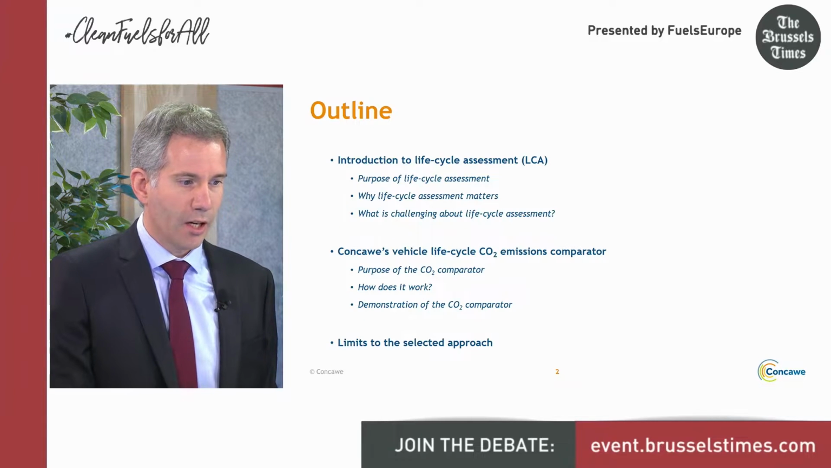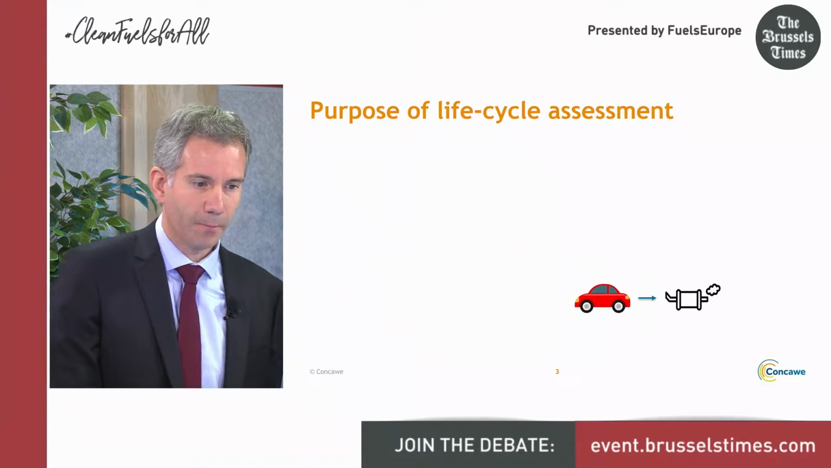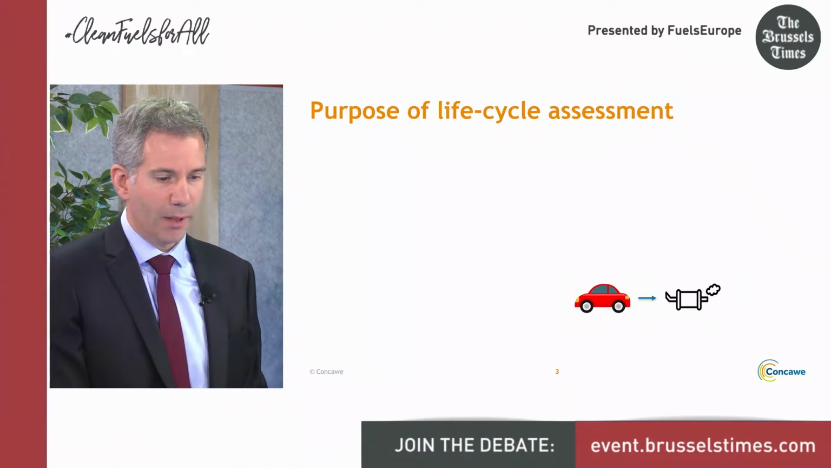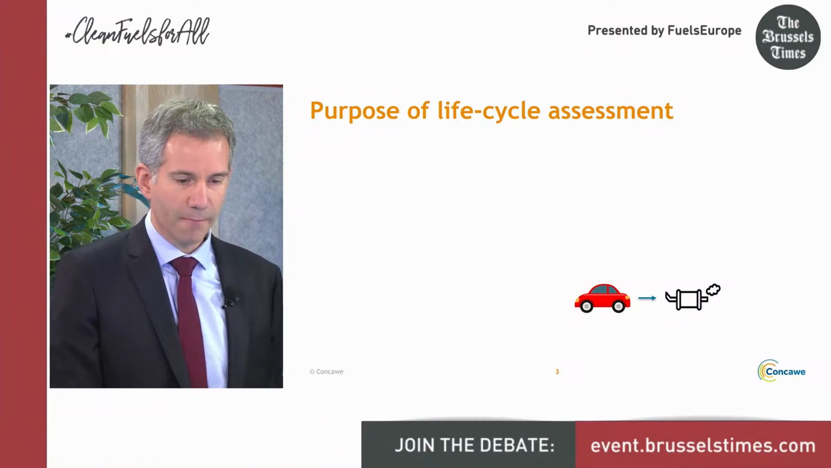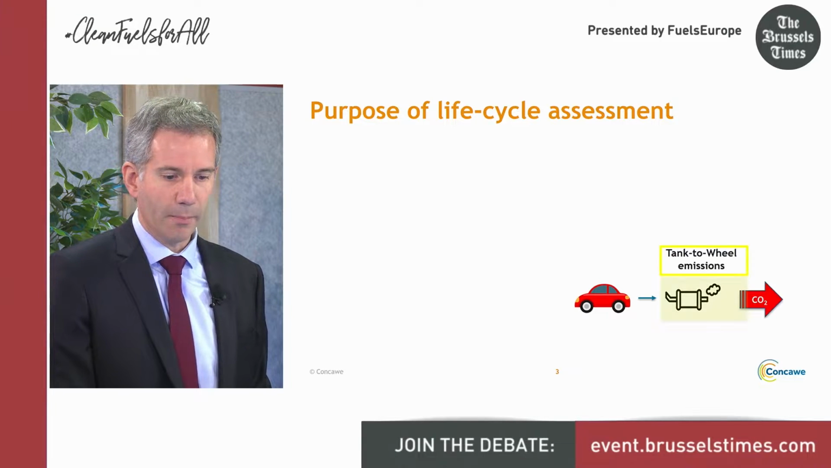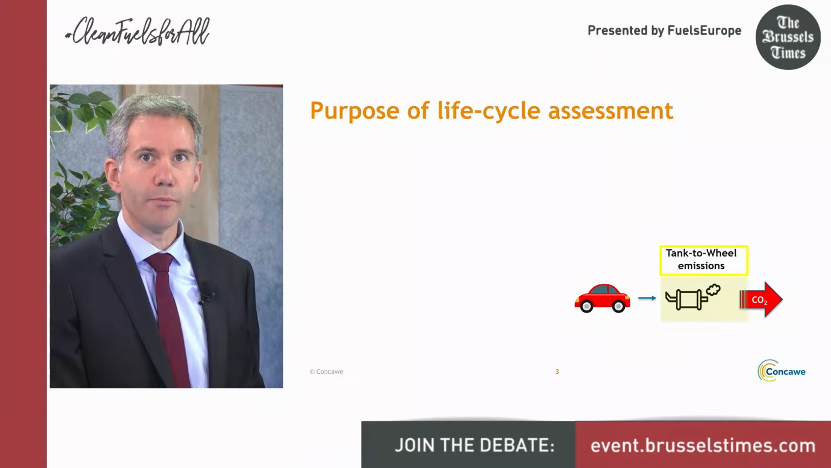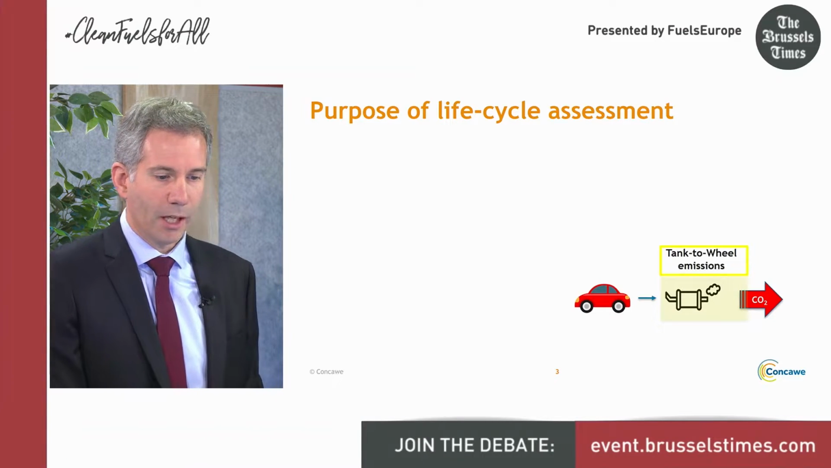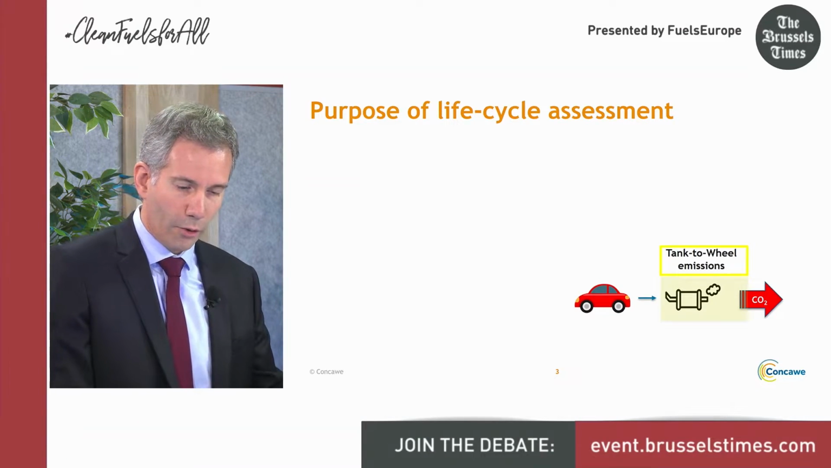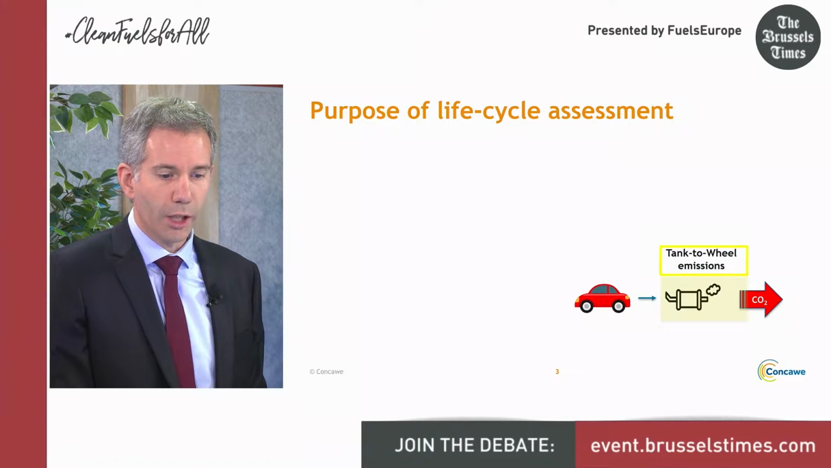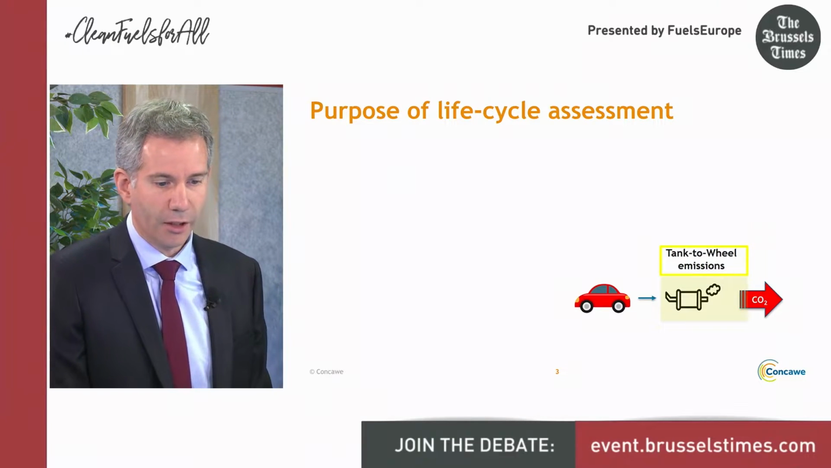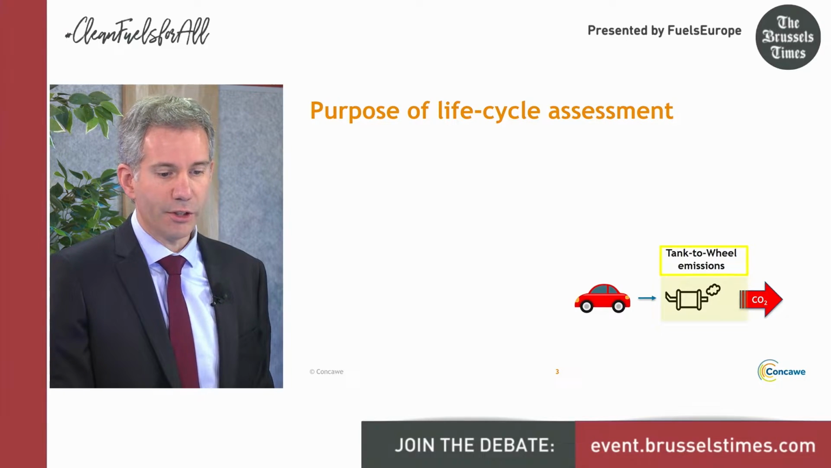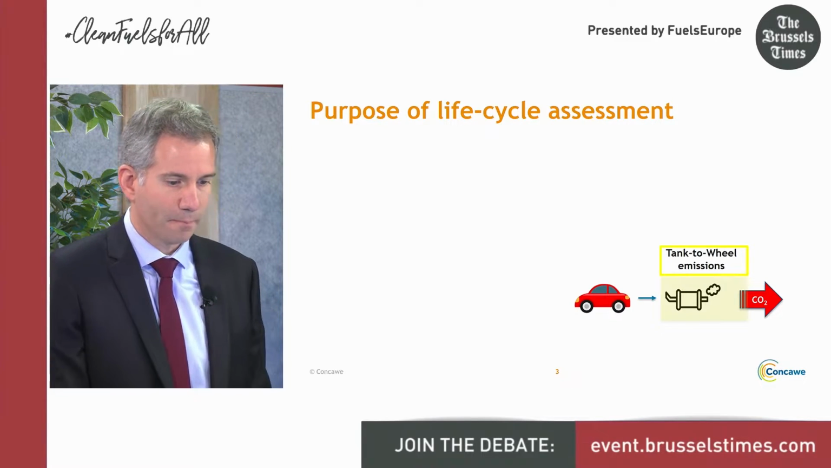So let's start with life cycle assessment first. So here is the story. You have a car. It may have a tailpipe if you have an internal combustion engine. And of course, out of this tailpipe, you will be able to measure CO2. These CO2 emissions out of the tailpipes are those which are called tank-to-wheel emissions, from the tank of the car to the wheels. And of course, if you have an electric car, these CO2 emissions will be zero.